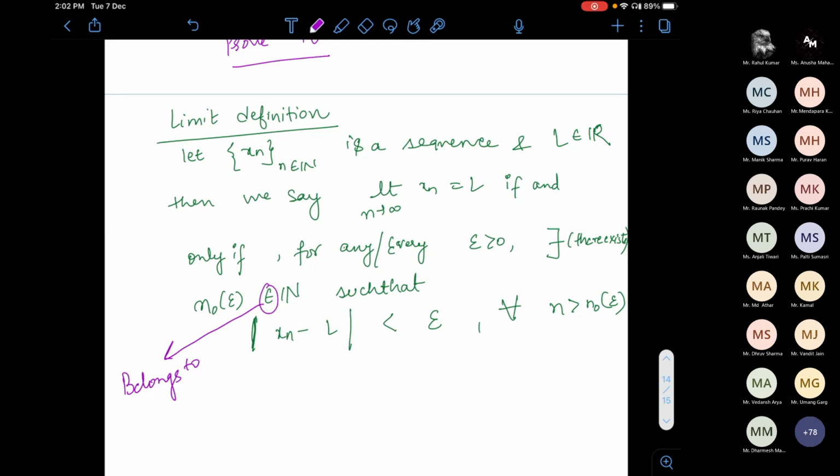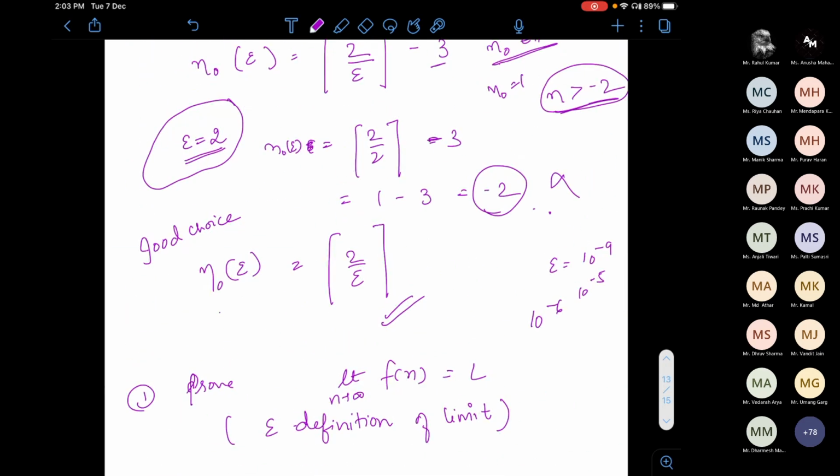Ma'am, what does n naught of epsilon mean? What is n naught? N naught of epsilon. Yes, this is the function which I am calculating. Look at this.